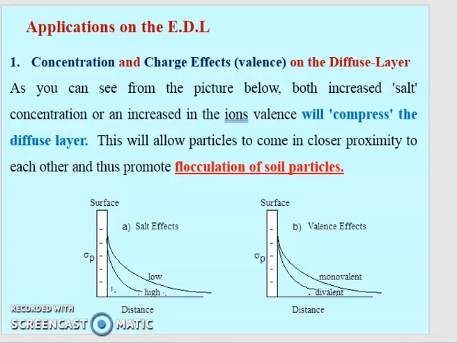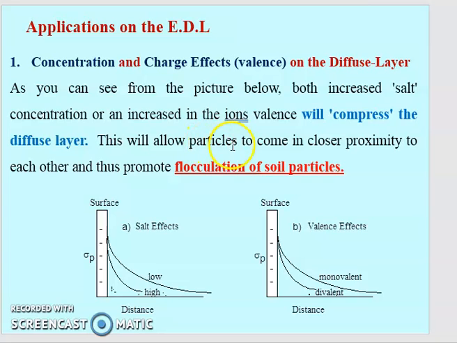Application of electric double layer. Concentration and charge effect, valence, on the diffuse layer. As you can see from the picture below, both an increase in salt concentration or an increase in ion valence will compress the diffuse layer.